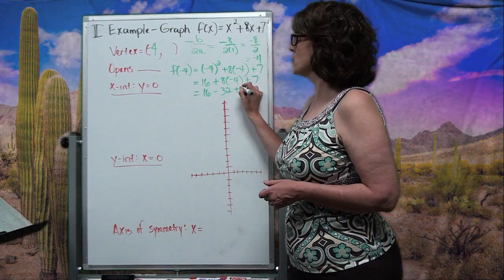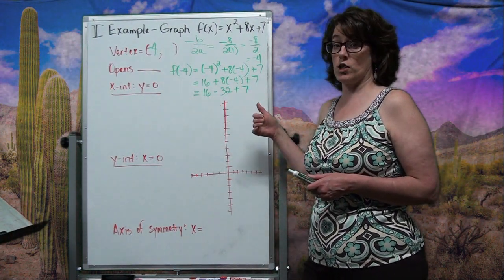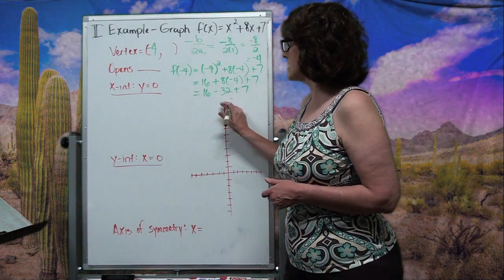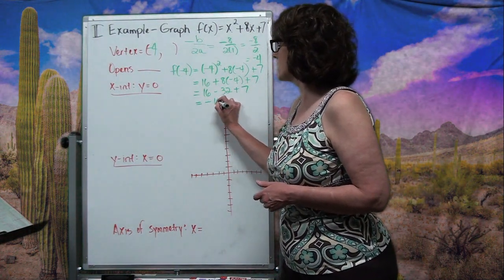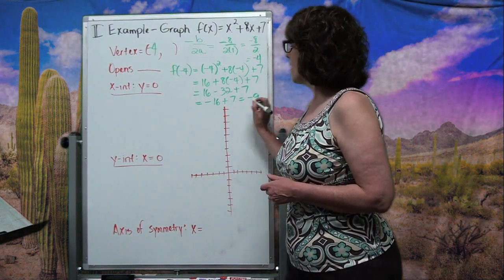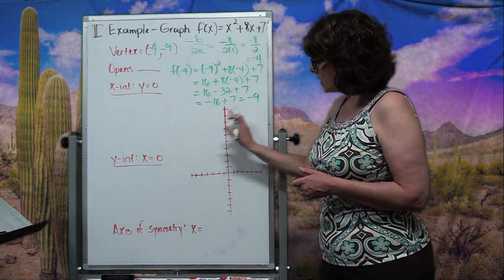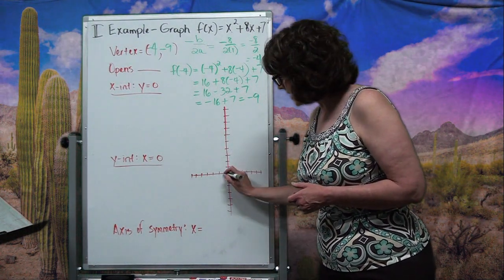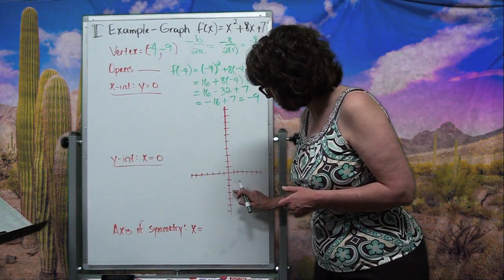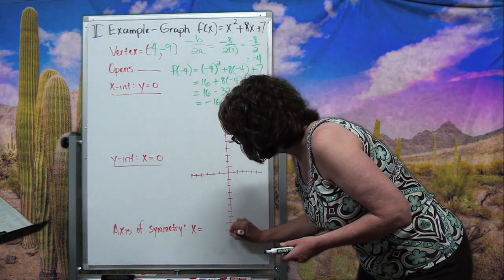And then after that, I'm going to do addition and subtraction, recalling that as a group, go left to right, whichever you see first. So I see 16 minus 32 is a negative 16. Negative 16 plus 7 will give me a negative 9. There is the y-coordinate of my vertex. So I know that in my graph, my vertex sits at negative 4, negative 9. 2, 4, 6, didn't go down far enough, 7, 8, 9.